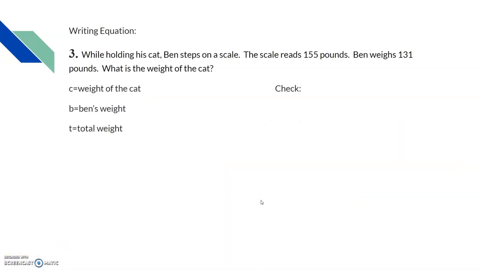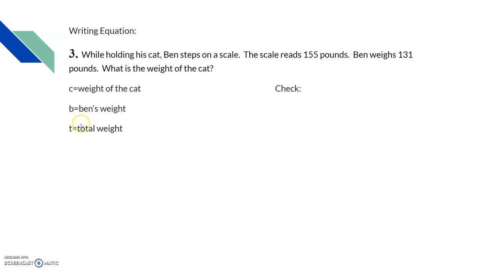Now, for number 3, we had to write an equation from a word problem. We have, while holding his cat, Ben steps on a scale. The scale reads 155 pounds. Ben weighs 131 pounds. What is the weight of the cat?